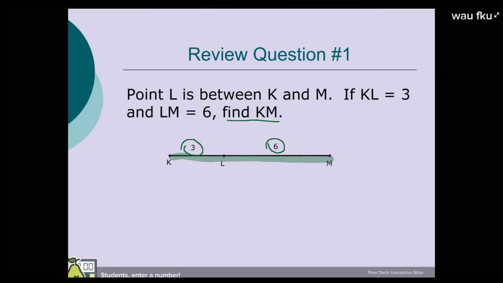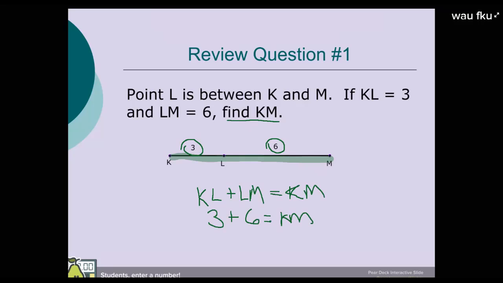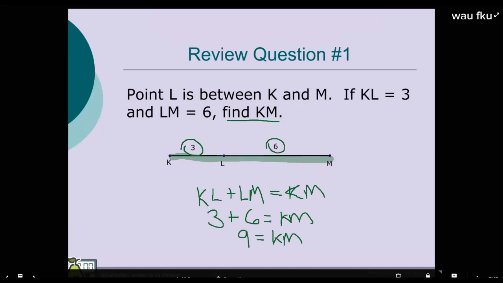If I wanted to use the formula, this one would be KL plus LM equals KM. All right, so KL is 3, LM is 6, and that's going to equal our KM. So 3 plus 6 is 9. So 9 equals KM. Hopefully that makes sense for you guys. Does anyone have any questions on this?